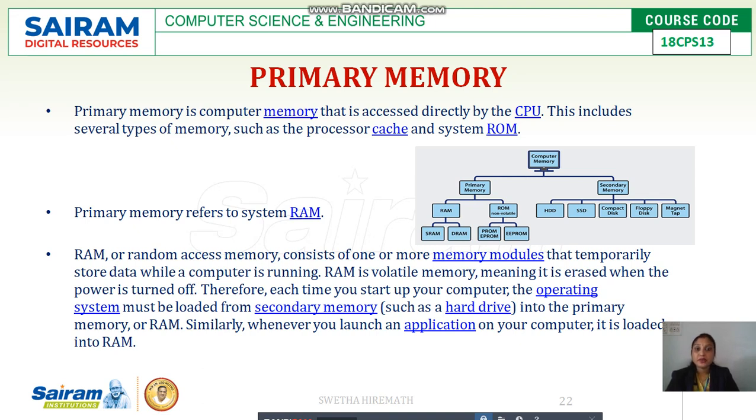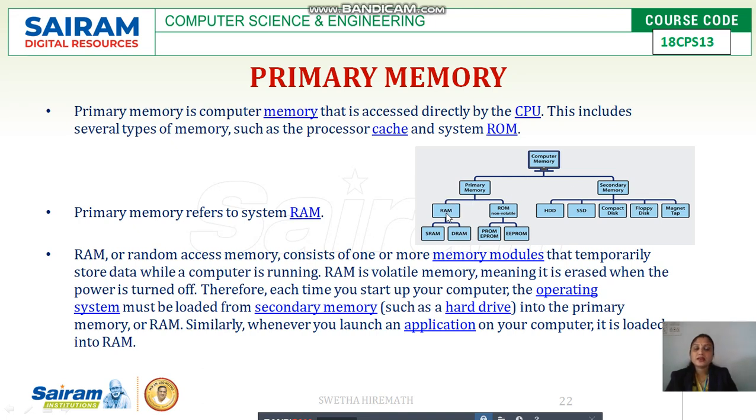Coming to the memory unit, it can be differentiated into two types: primary memory and secondary memory. Primary memory is computer memory that is accessed directly by the CPU. This includes several types of memory such as the processor cache and system ROM. Here you can see computer memory differentiated into two units: primary memory and secondary memory.